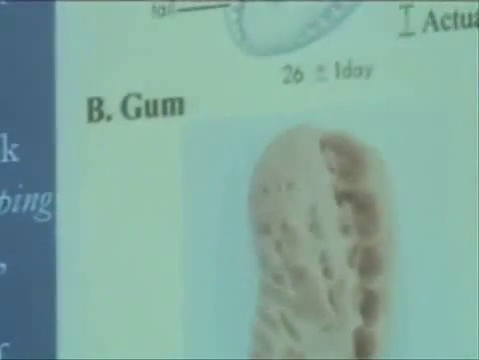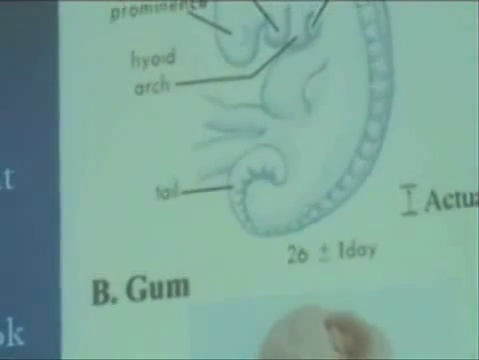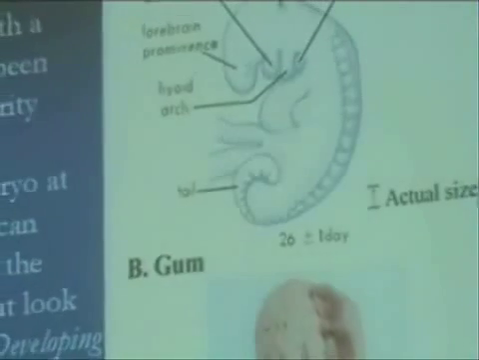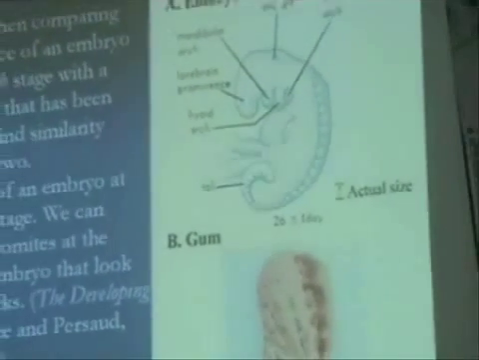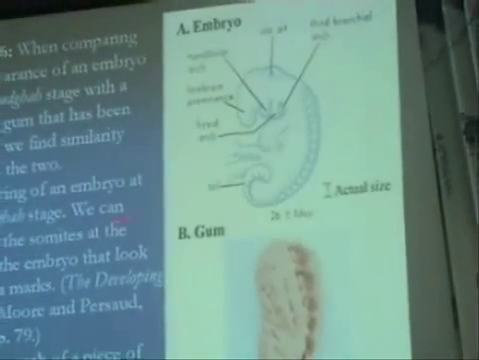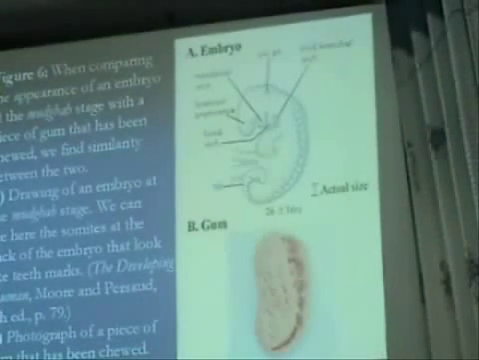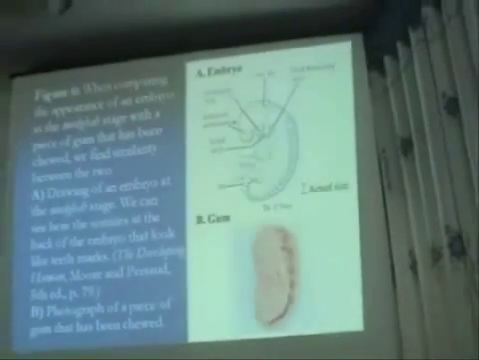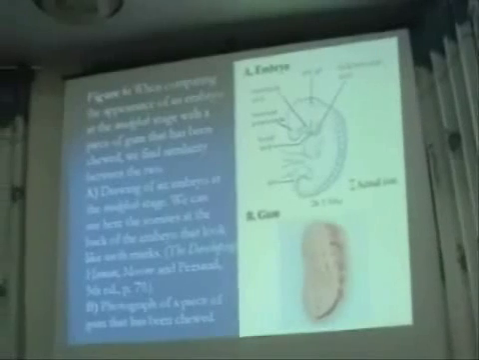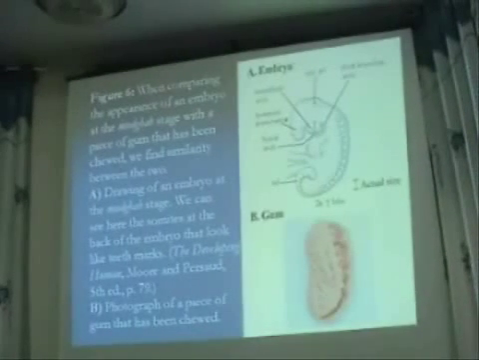So, this is the similarity between the human embryo and the chewed gum, according to Moore and Persaud in their book, The Developing Human.